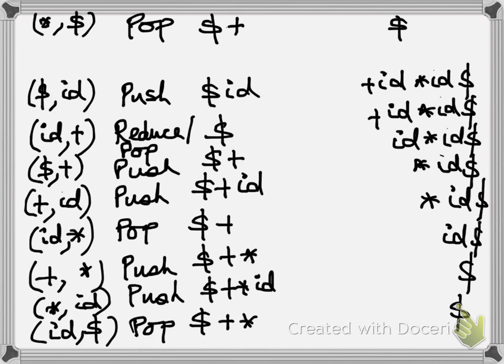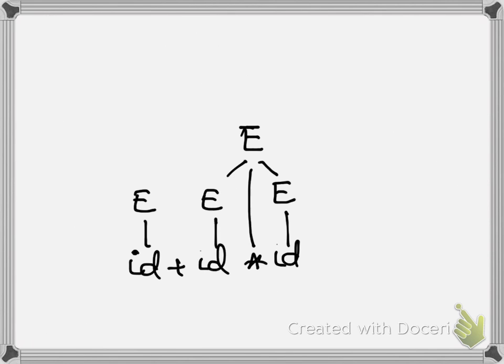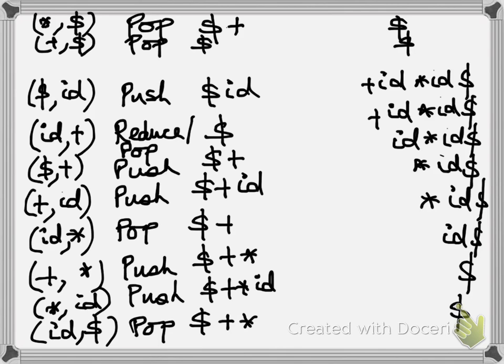Now again we are left with plus and dollar. So plus is greater than dollar. So pop, dollar and dollar. So we are going to reduce. So what we have done now, E plus E, we have E. So now you have dollar and dollar. So we accept.